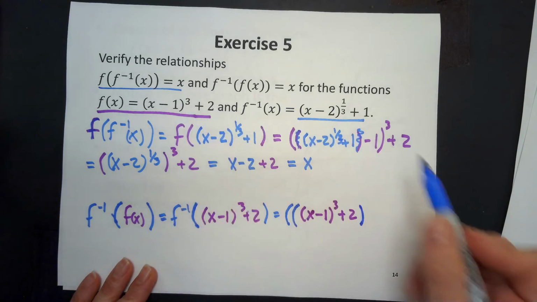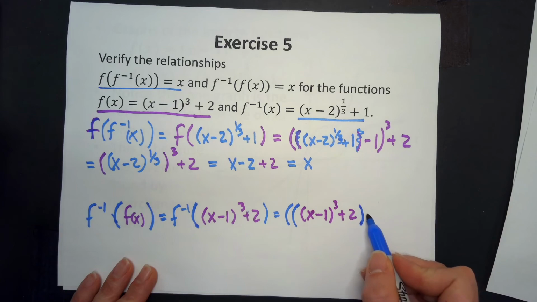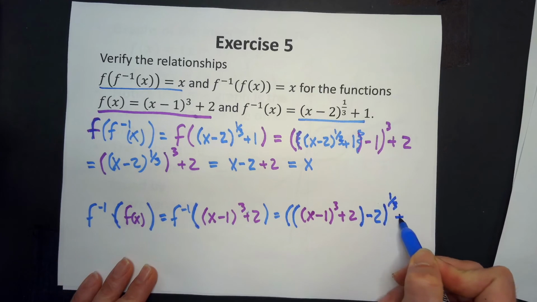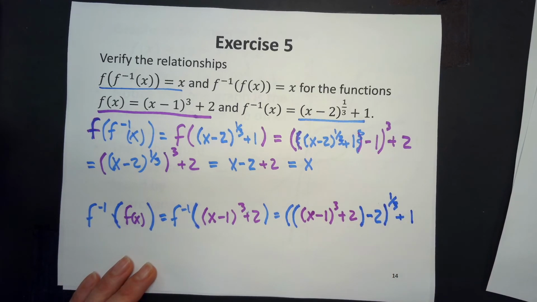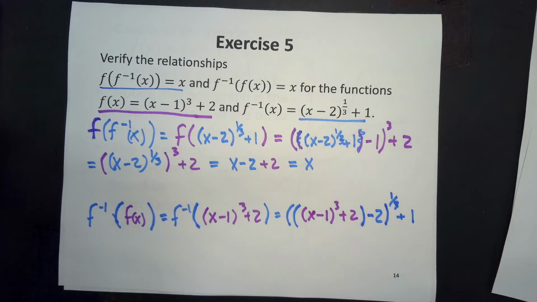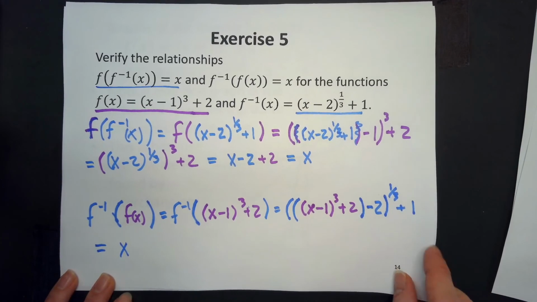And then what do I have here? I have this minus 2, to the 1/3, plus 1. Do I have the right number of parentheses? I think I have. I feel like I have an extra set of parentheses here. It all matches. Okay. And then once again, you just keep going, and that'll eventually come down to x again. So if you compose two inverses with each other in either direction, you should get x back out. The order doesn't matter when you compose inverses with each other.